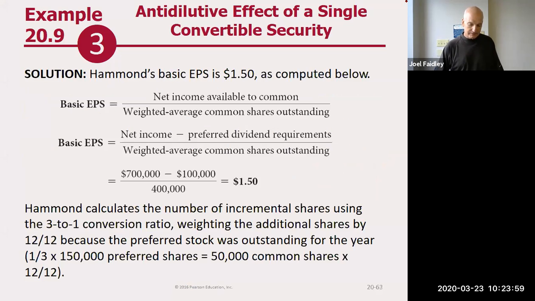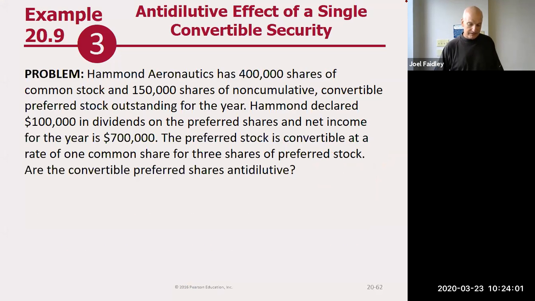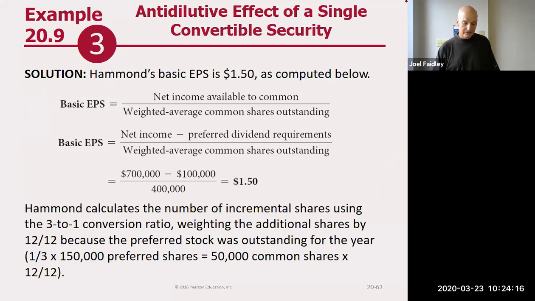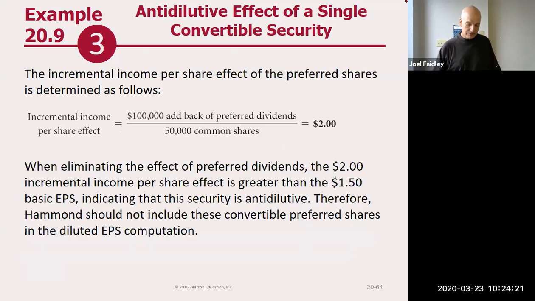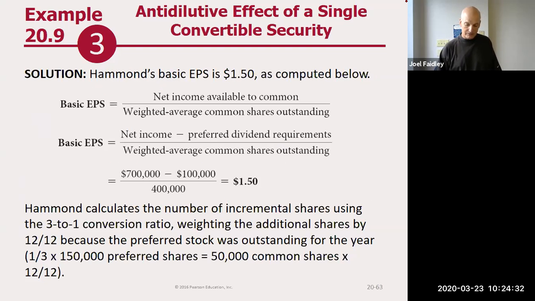All right, so here we've got 400,000 shares of common, 150,000 shares of convertible preferred stock. Declared 100,000 in dividends on the preferred shares, net income for the year 700,000. Preferred stock is convertible at a rate of 1 common share for 3 of preferred. Are the convertible preferred shares dilutive? Well, there's your basic earnings per share. Always need to do that first. And then diluted earnings per share. That $100,000 added back into 50,000 common shares, that's $2. Well, that's higher than $1.50, so you know it's anti-dilutive.